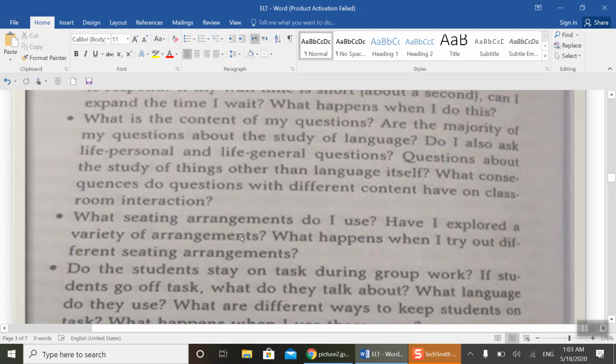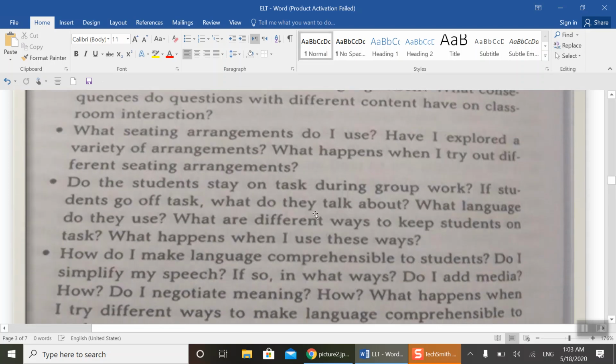What seating arrangements, remember, do I use? Have I explored a variety of arrangements? What happens when I try out different seating arrangements? Okay. Do the students stay on task during group work? If the students go off task, what do they talk about? Remember this? What language do they use? What are different ways to keep students on task? What happens when I use these ways?